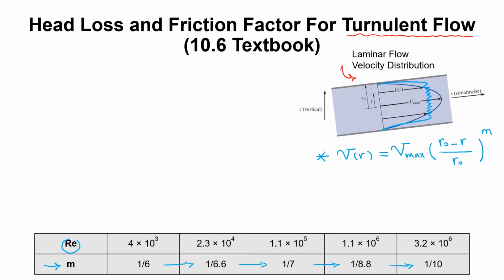So the situation would be a little bit different here in turbulent flow than laminar flow. How is it going to be different? So F, or friction factor, was a function of Reynolds number for laminar flow. Now, for turbulent flow, the situation would be a little bit different.